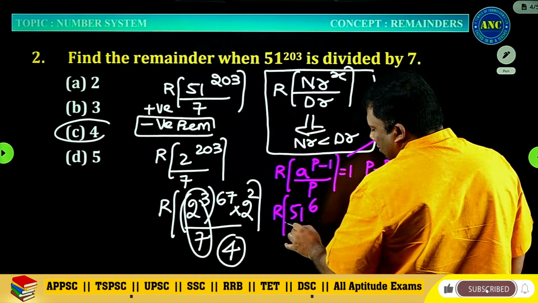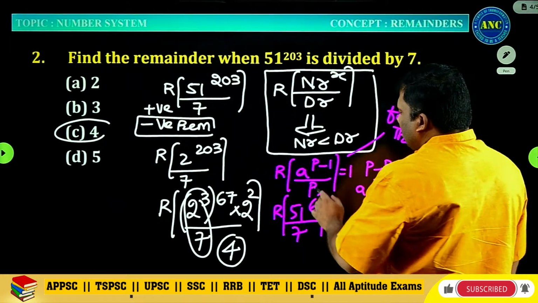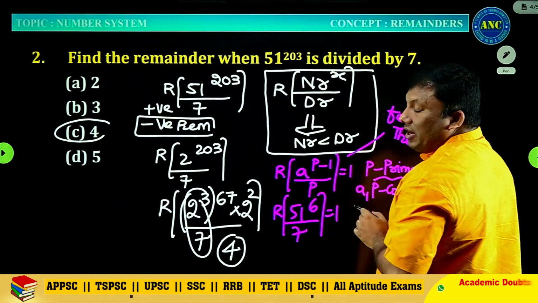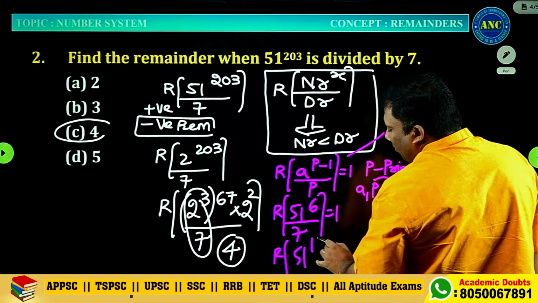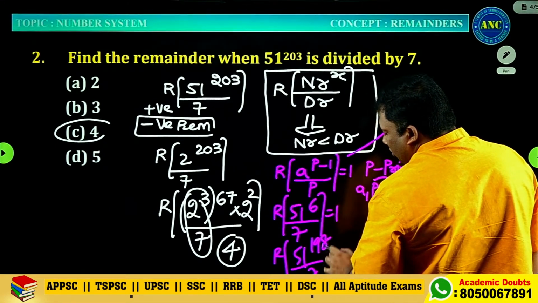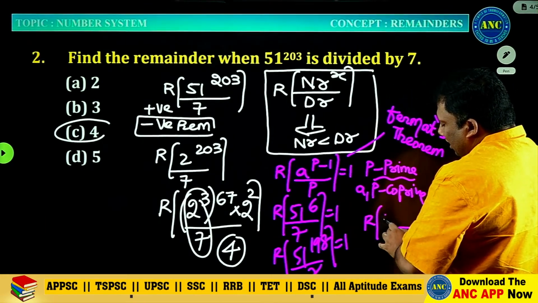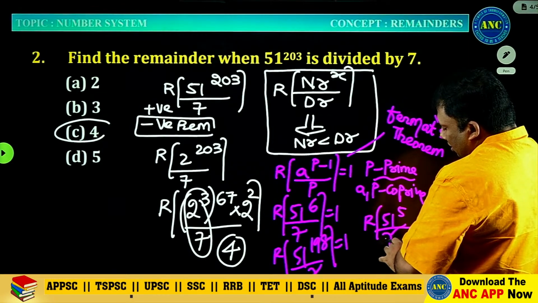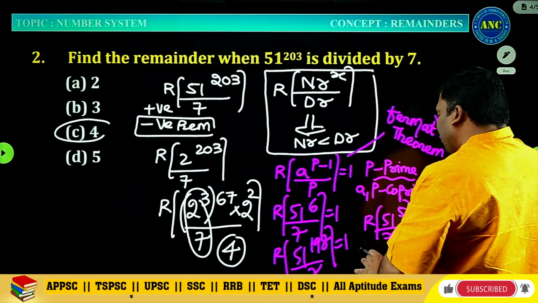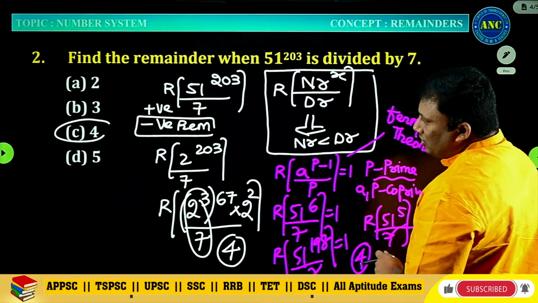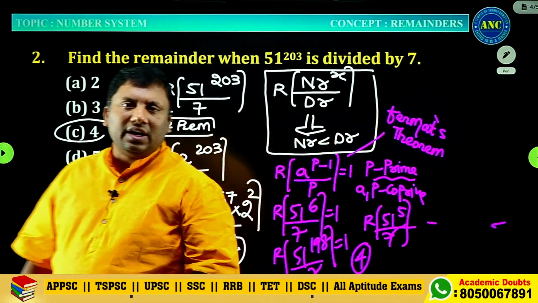51 power 6 divided by 7 is 1. 6 3s are 18, 23. That means 51 power any multiple of 6 is also 1. We are left with 51 power 5. Then the natural process: 7 sevens are 49, 2 power 5 is 32, 7 4s are 28, remainder 4. Answer 4. By using positive or negative remainder, you get the answer fast.